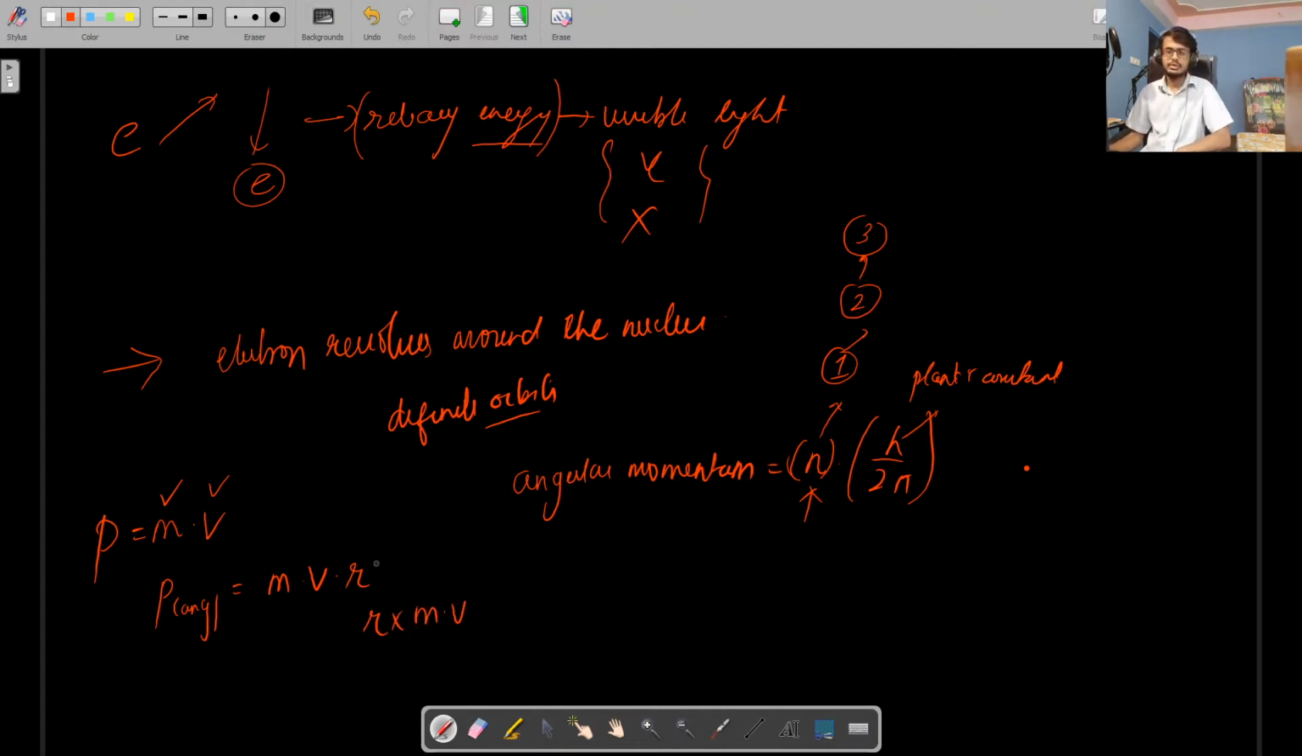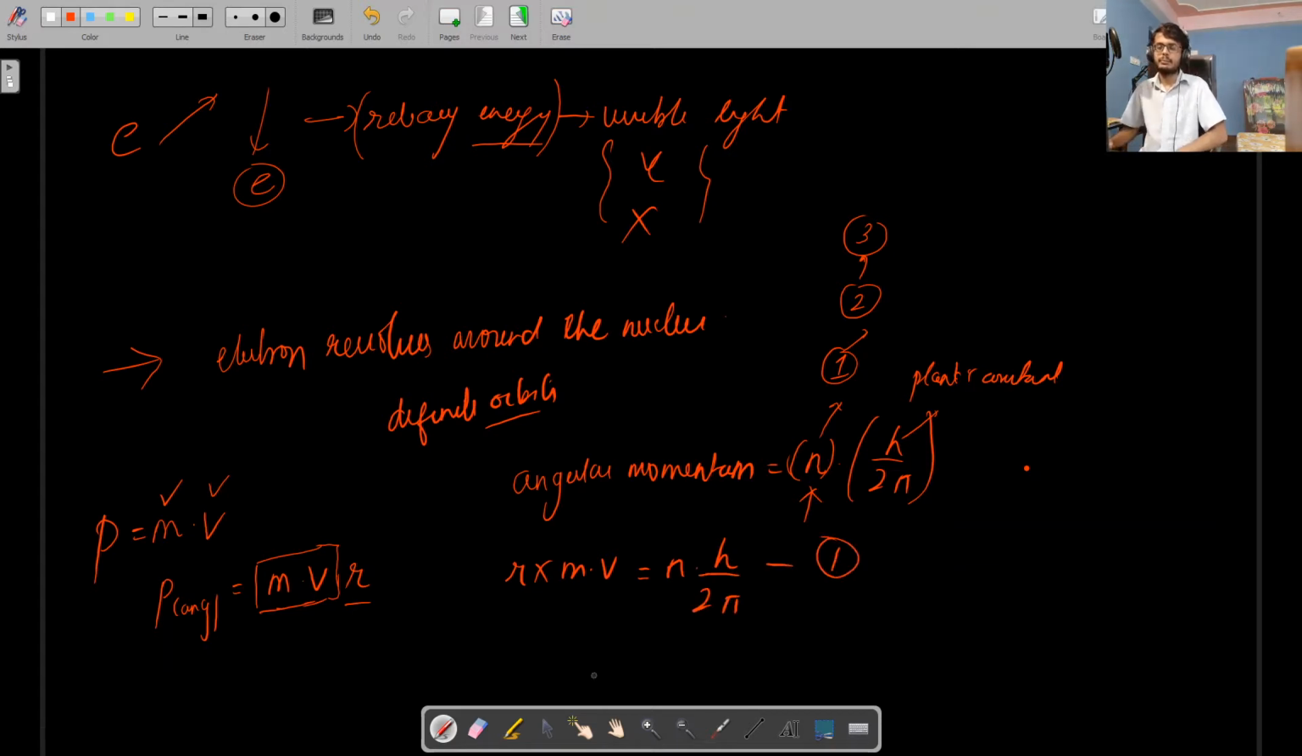You don't need to worry about how to write it. Just remember that angular momentum is the radius multiplied by m into v. This is the basic momentum formula, m into v. When you multiply that with the radius, you get angular momentum. So r cross m into v equals n into h by 2 pi. Let's consider this equation as 1. The angular momentum of an electron revolving around the nucleus is the nth multiple of h by 2 pi.